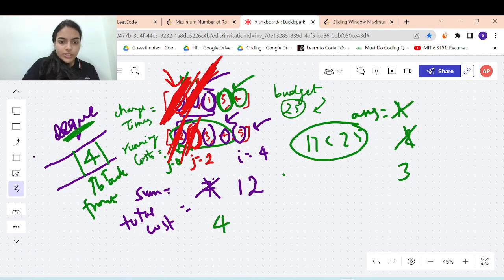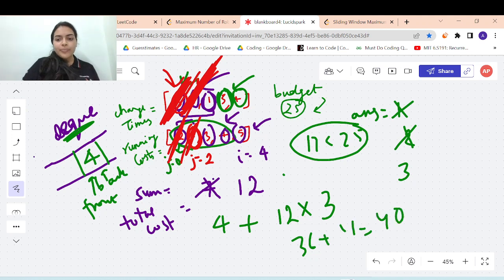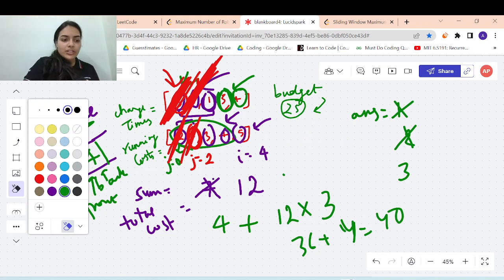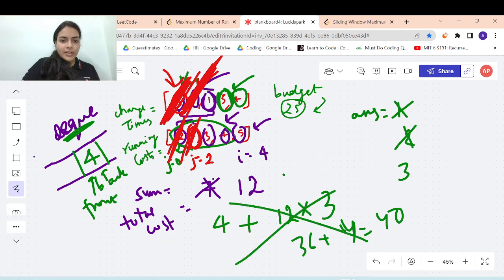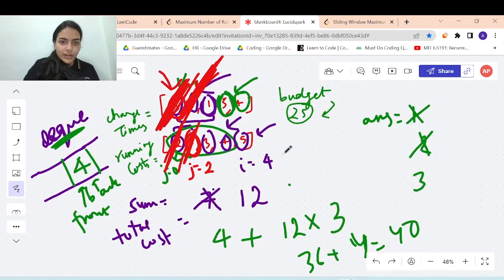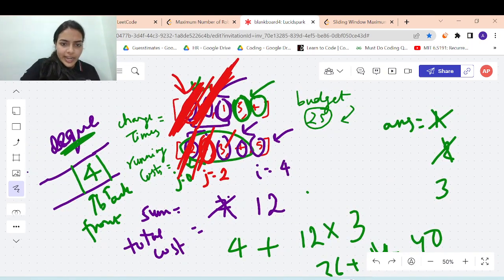So what is the total cost? Maximum is 4 plus sum is equal to 12 and the number of elements you have is 3. 36 plus 4 is equal to 40. Now 40 is greater than 25, right? This is not acceptable. It is exceeding the budget. So you cannot pick these elements. So what you have to do is start removing the elements. We are going to remove the last element. So we remove 3. So the sum becomes 12 minus 3 equal to 9, right? And we will check for the element 1.